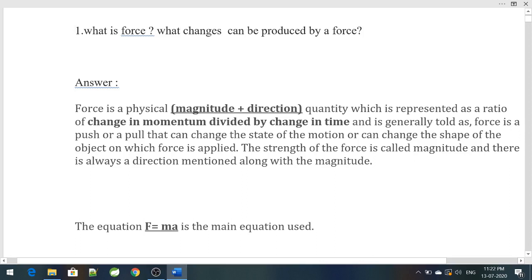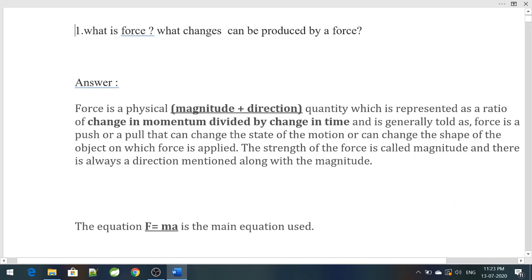The answer is, force is a physical quantity, that is magnitude plus direction, which is represented as a ratio of change in momentum divided by change in time, and is generally described as a push or a pull that can change the state of the motion or can change the shape of the object on which force is applied. The strength of the force is called magnitude, and there is always a direction mentioned along with the magnitude.